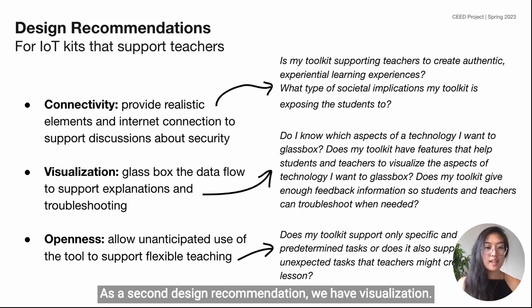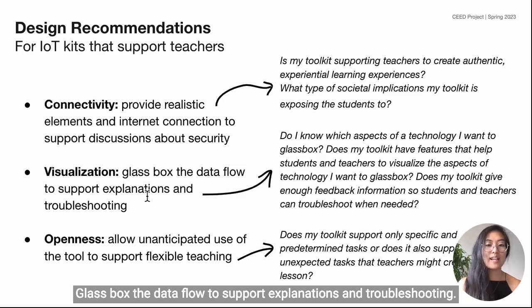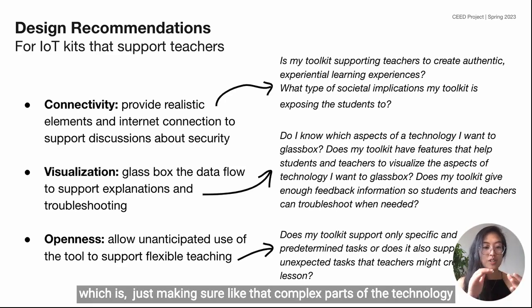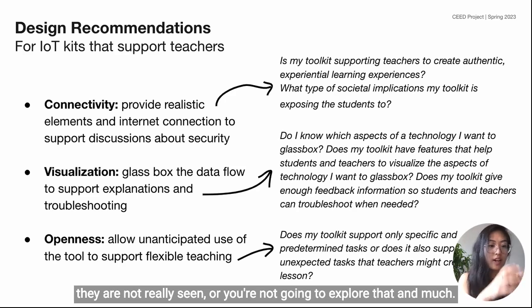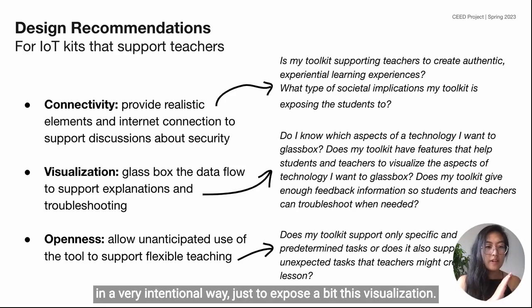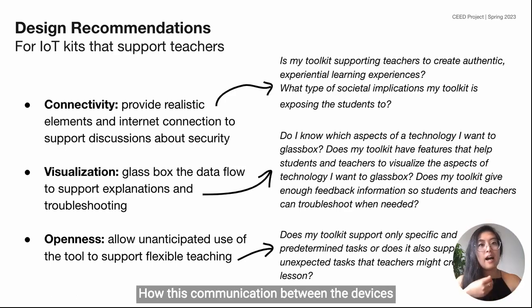As a second design recommendation, we have visualization: glassbox the data flow to support explanations and troubleshooting. By glassboxing, we mean the opposite process of black boxing, which is making sure that complex parts of the technology are not really seen or explored that much. So the opposite of that would be glassboxing. In a very intentional way, we expose a bit of the visualizations, how this communication between the devices through the internet is actually happening.